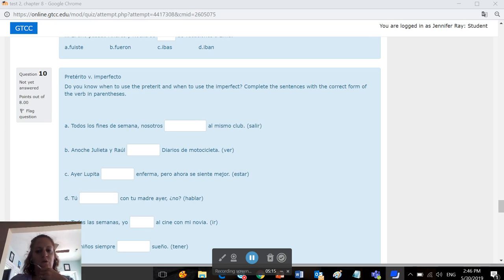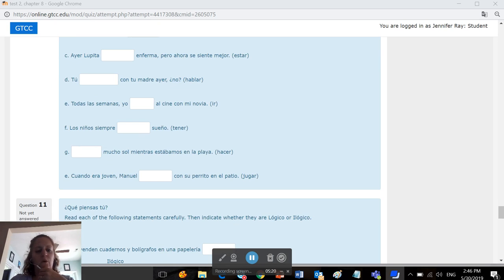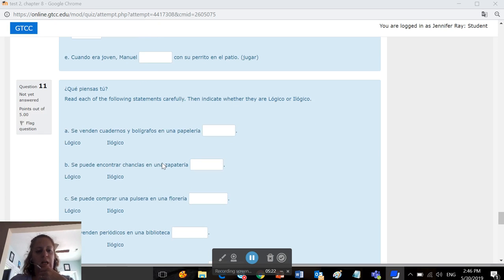Pretérito versus imperfecto. Do you know when to use the preterite and when to use the imperfect? Complete the sentences with the correct form of the verb in parentheses. So the verb's in parentheses, turn it into the preterite or the imperfect, and write it in the blank provided.